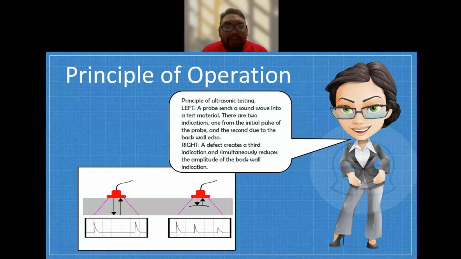For the principle of operation, at the left side, a probe sends a sound wave into a test material. There are two indications, one from the initial pulse of the probe and the second due to the back wall echo. At the right side, we can see a defect creates a third indication and simultaneously reduces the amplitude of the back wall indication.